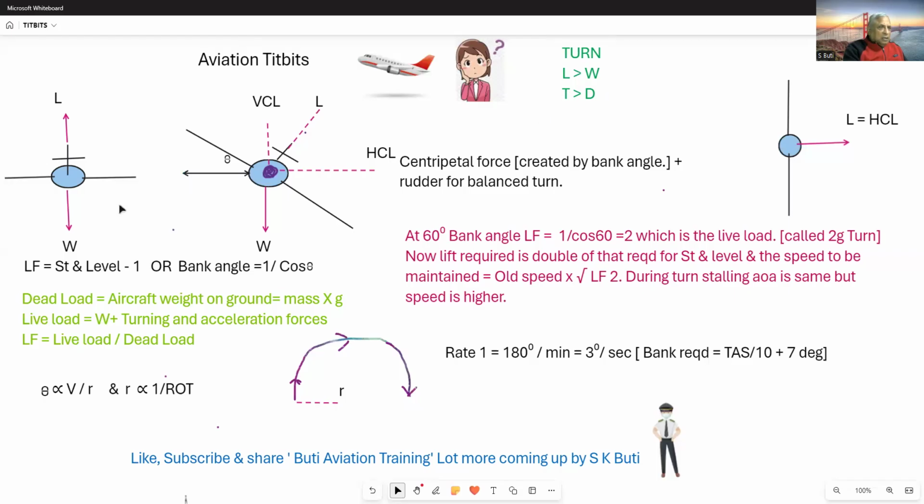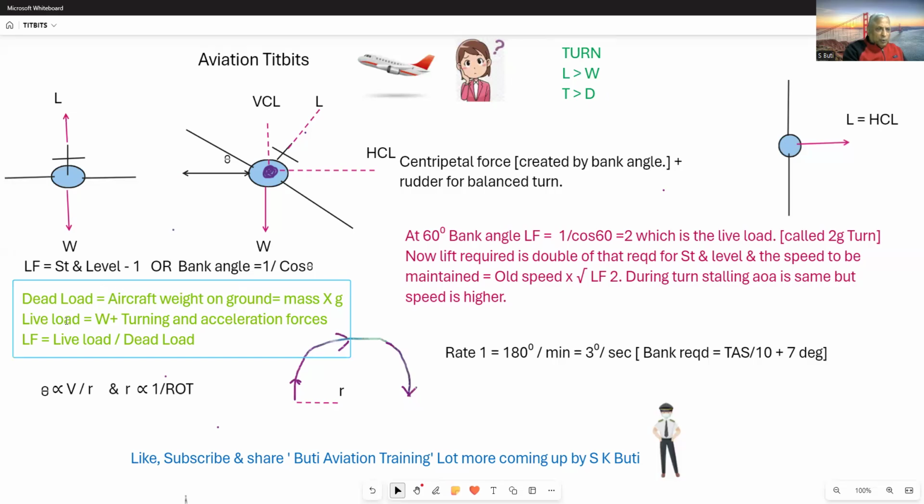On the ground, your load factor, lift is equal to weight in the air in a certain level of flight. And what is a load factor? The dead load of an aircraft is the aircraft weight on the ground, that is mass into 1g, 1 gravity.